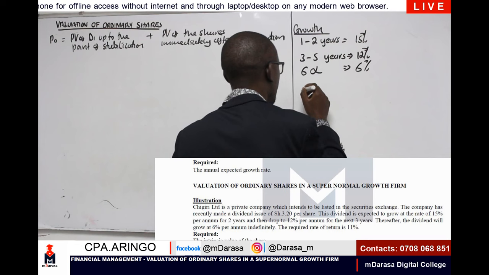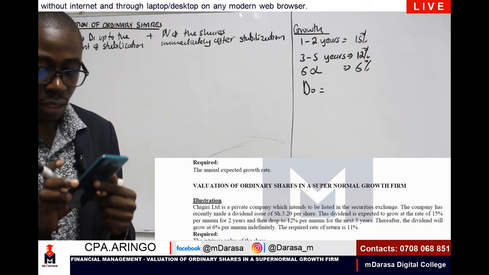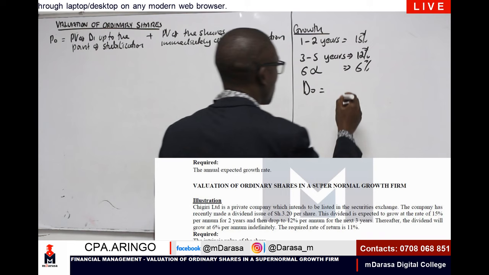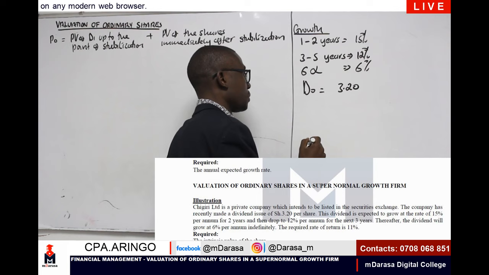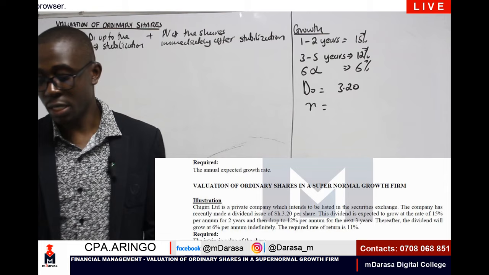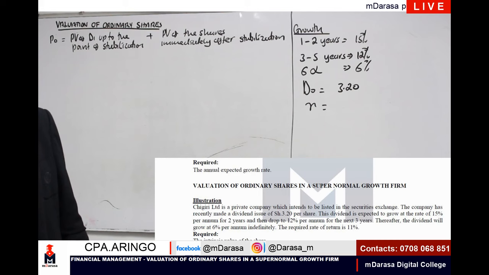Identify, our good examiner had given us our D0, the current dividends that we just paid. What were we told? The current dividends that we just paid amounted to 3.20. Whereas the discount factor, which in this case is our rate, the examiner has given us at what percentage? The required rate of return is 11%.